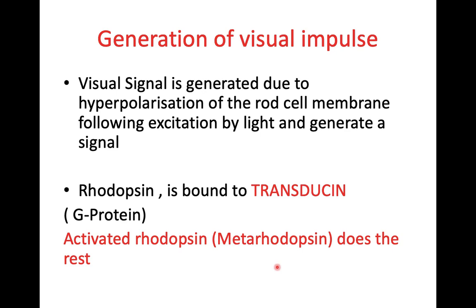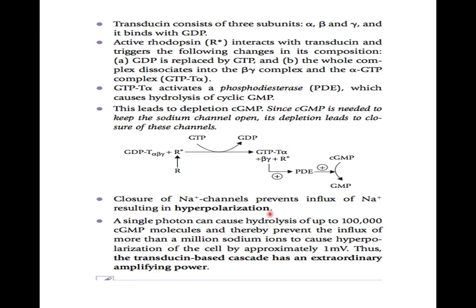But in between it gets converted to several intermediates, and one of the main intermediates is metarhodopsin. Okay, so metarhodopsin is the main thing which generates the visual signal. So this metarhodopsin, which is a product of rhodopsin, will bind to another protein, that is transducin. Transducin is a G protein.